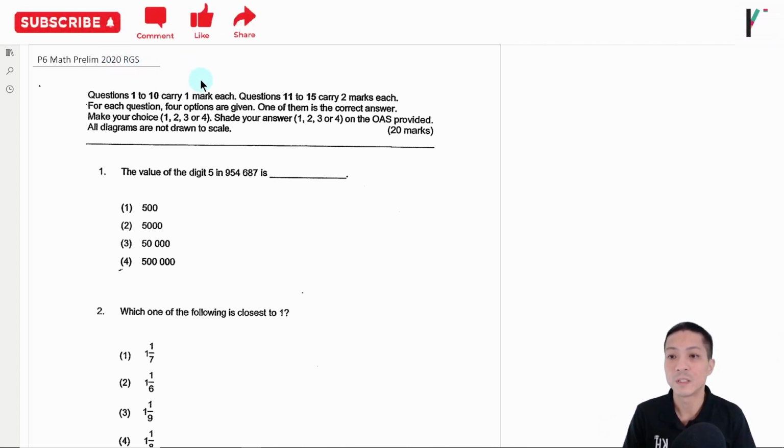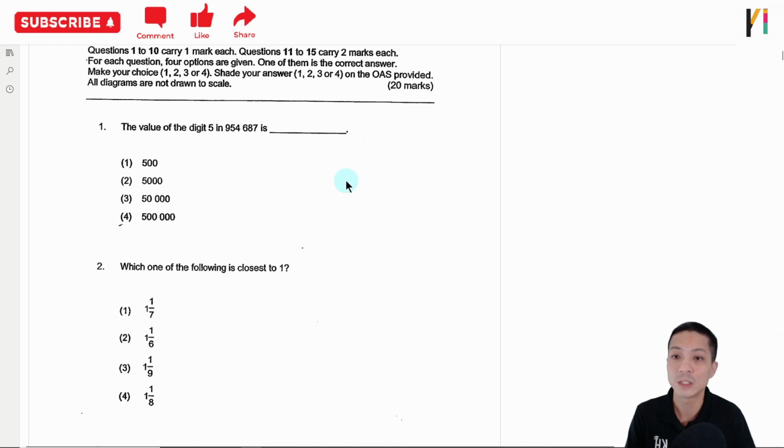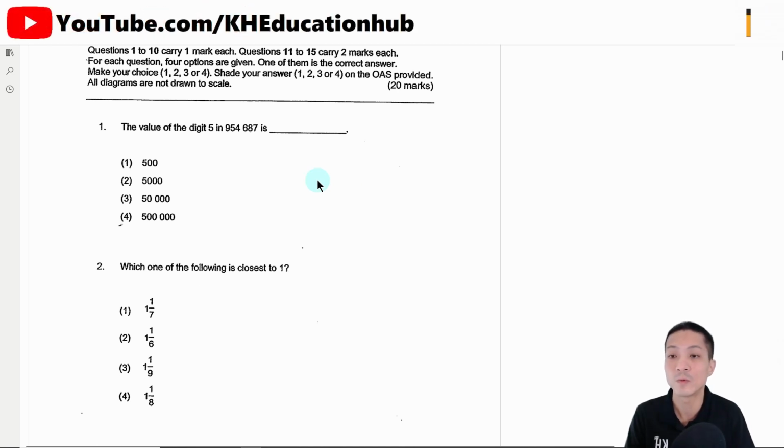Let's start off with paper 1, where we cannot use a calculator. The first section from question 1 to 15 is the MCQ section.